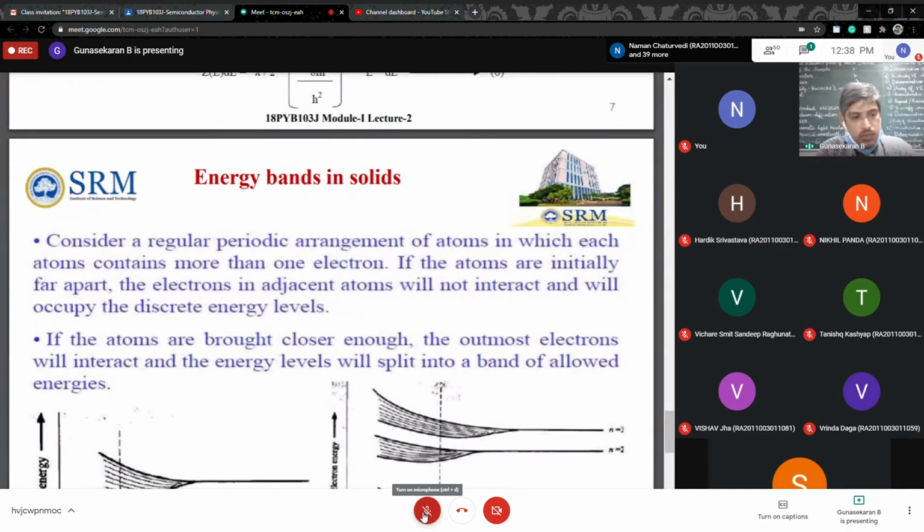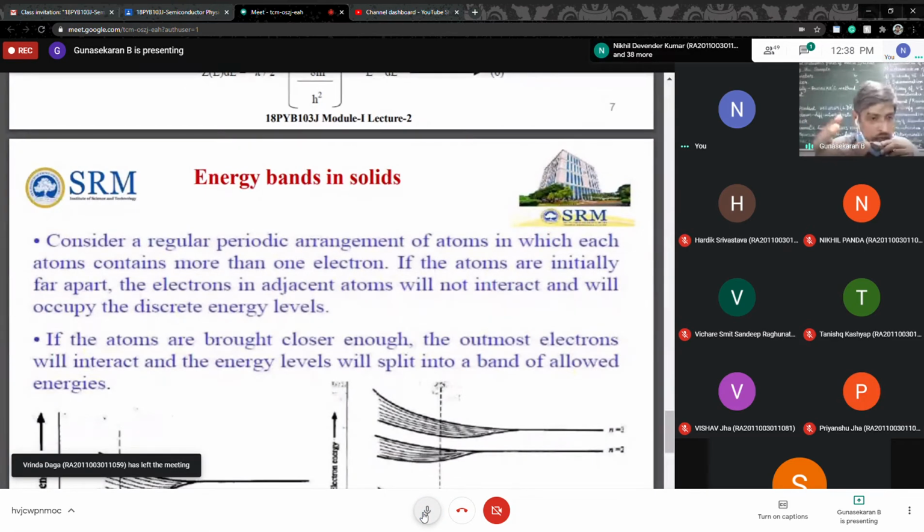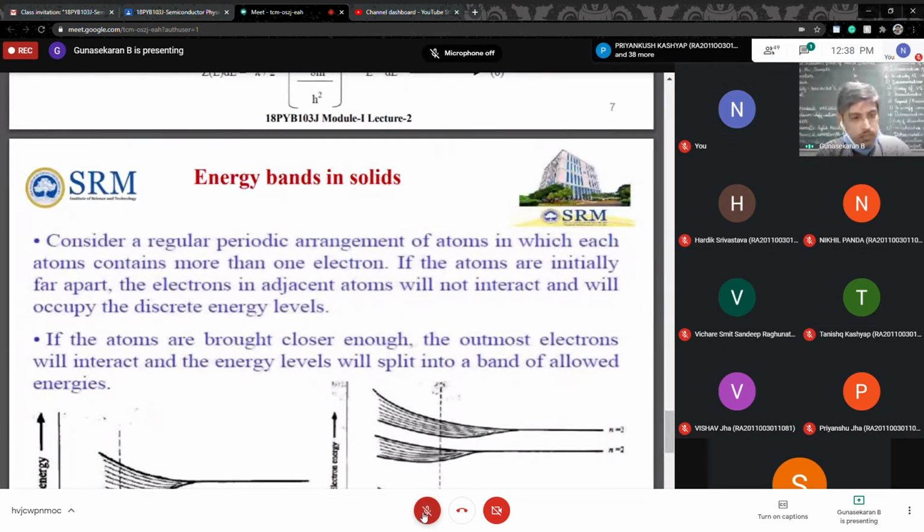Now, when the atoms come closer and closer, what happens? You have already seen the kinetic theory of gases, where there is no doubt the molecules are far away. But what about solids? Especially in solids, the intermolecular attraction is more, because the atoms come closer and closer. Yes, especially for metals or semiconductors, the interatomic distance is very small. The atoms come closer and closer. So once the atoms come closer and closer, what happens?